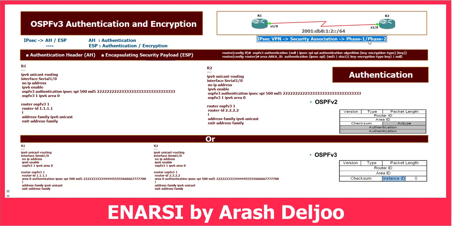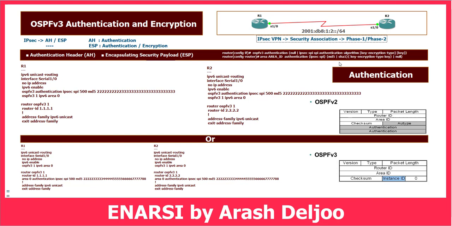But when you are using IPsec for OSPF version 3 authentication, or authentication and encryption, phase 1 doesn't exist. Actually, we don't have ISAKMP for OSPF version 3 authentication or authentication and encryption. You should manually configure the phase 1 requirements on both sides, and this includes the SPI, or security parameter index, and then, for example, the authentication algorithm and the encryption algorithm.